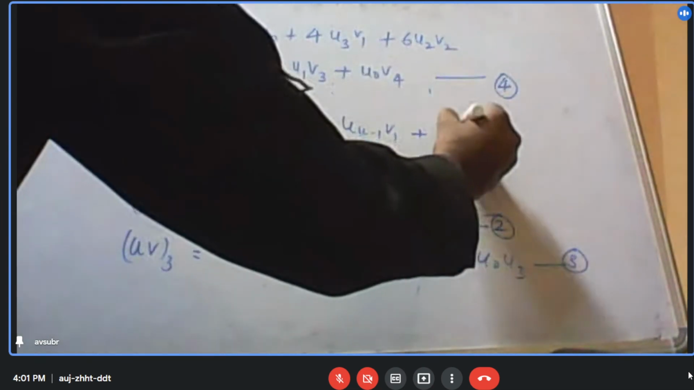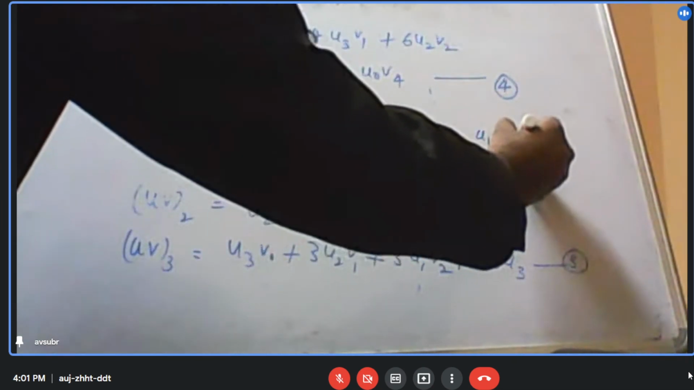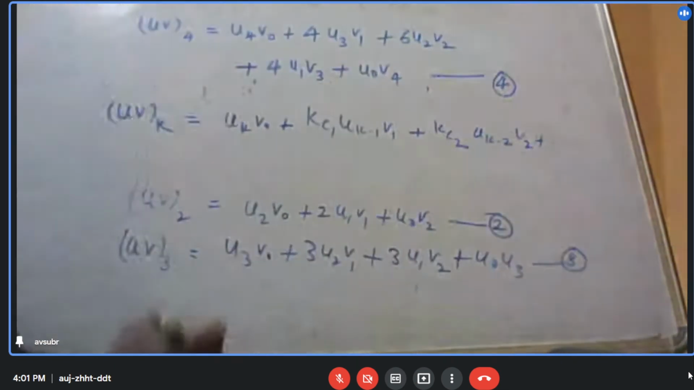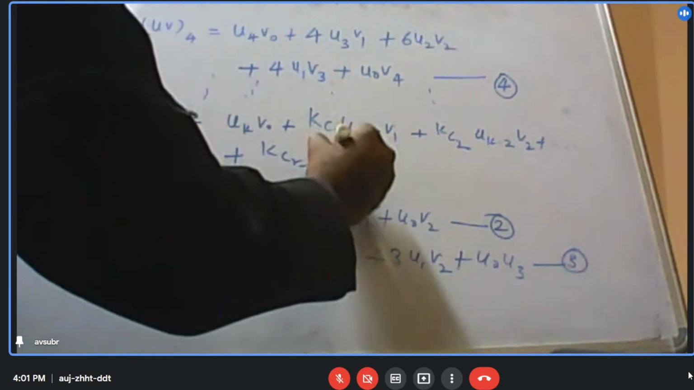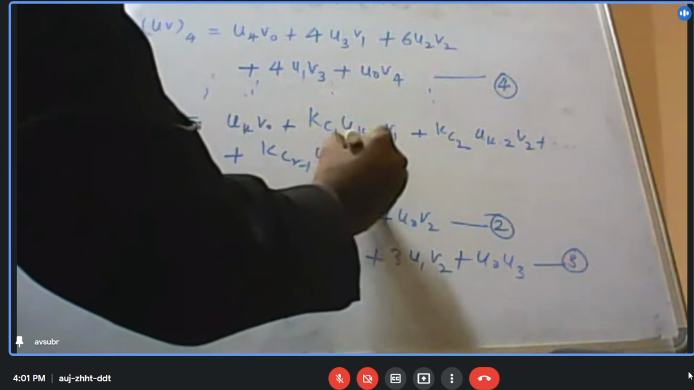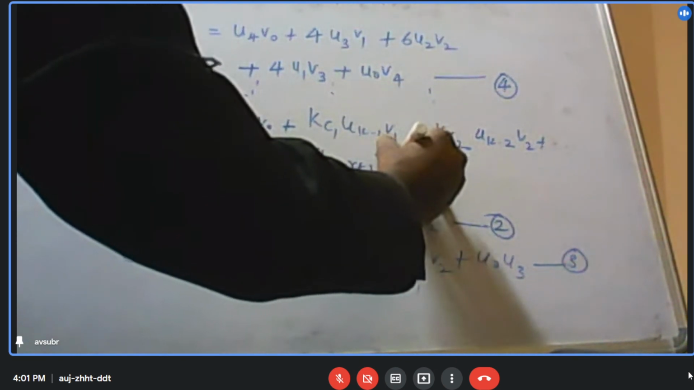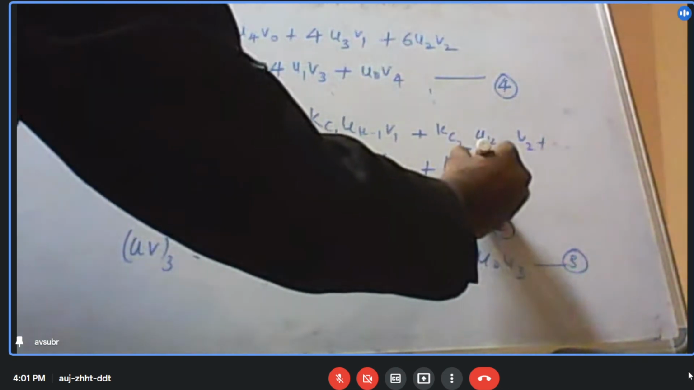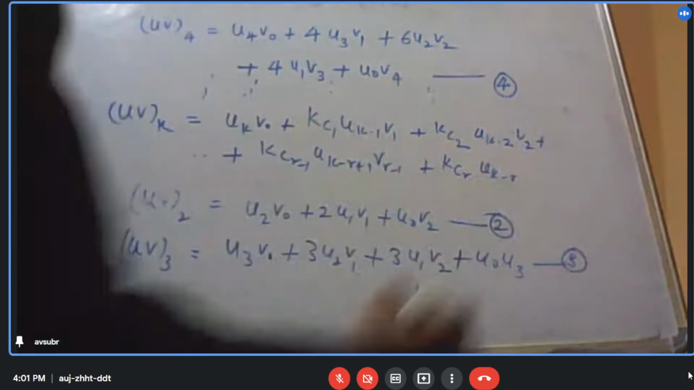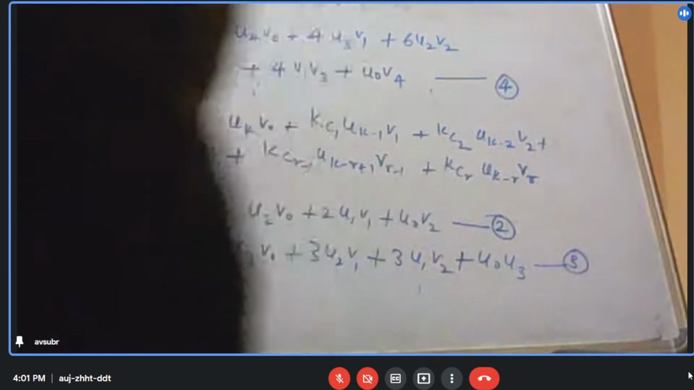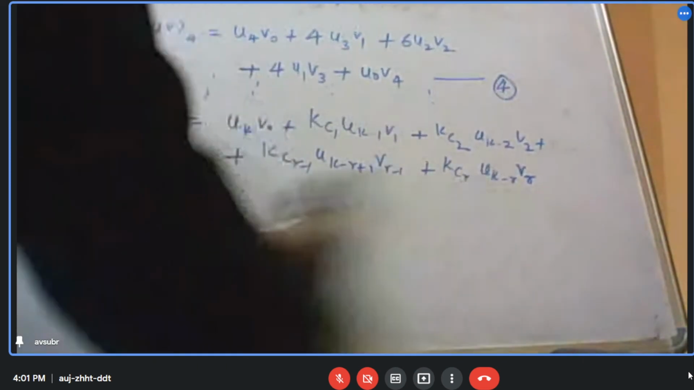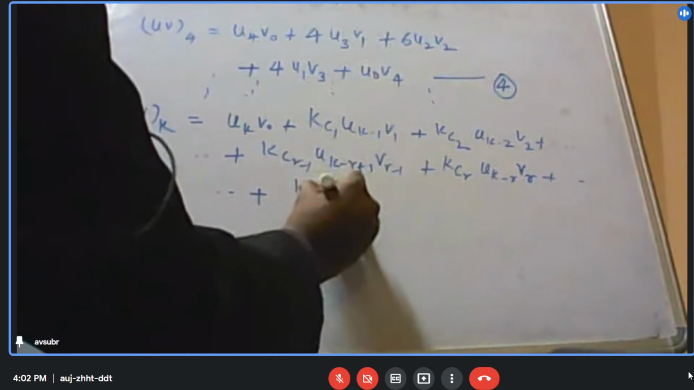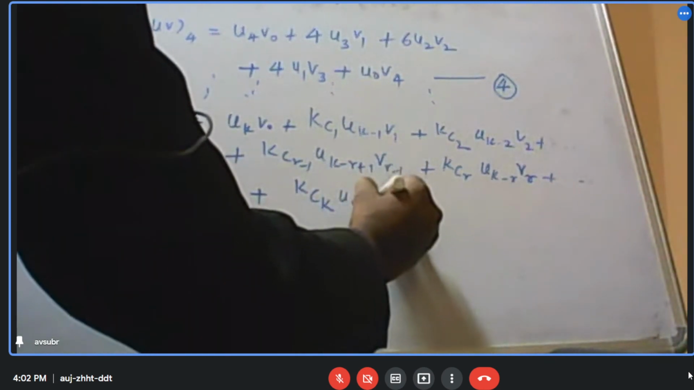Plus kC2 uk minus 2 v2 plus, and so on, plus kCr minus 1 uk minus r plus 1 vr minus 1 plus kCr uk minus r vr, this is the rth term, and finally this will be kCk u0 vk.